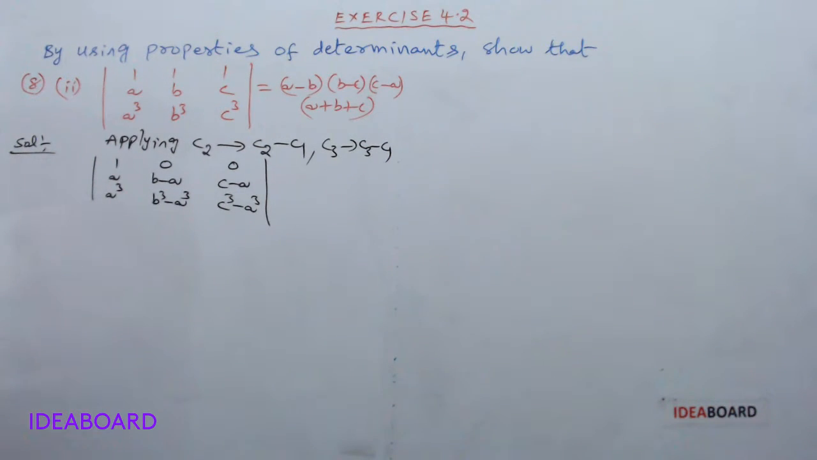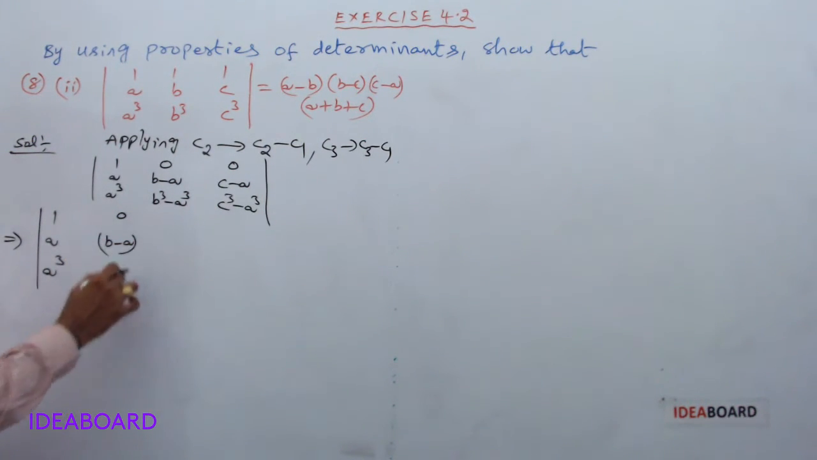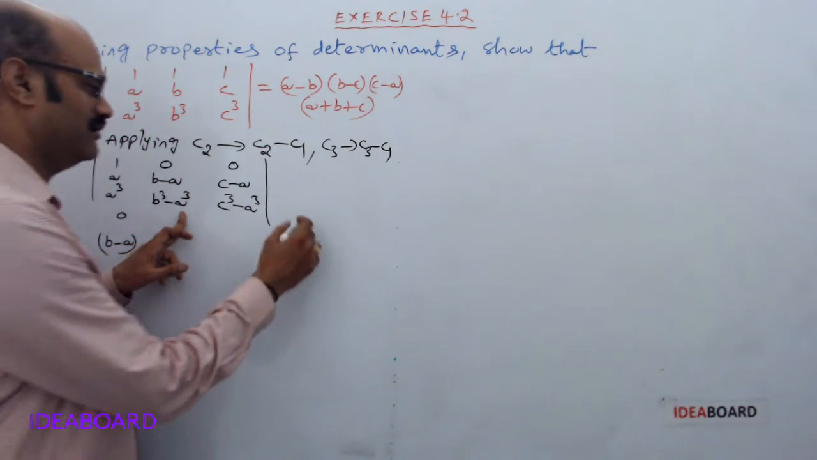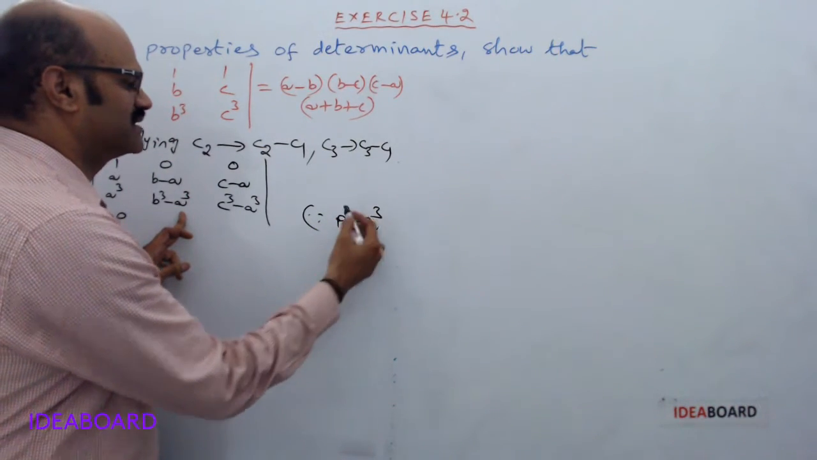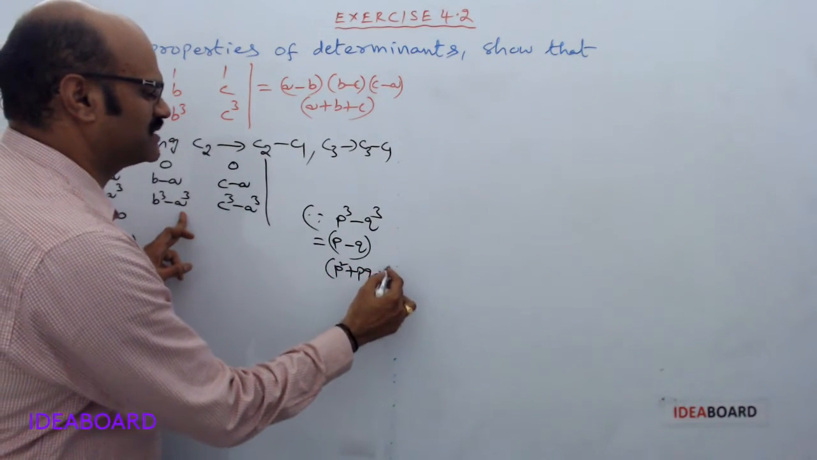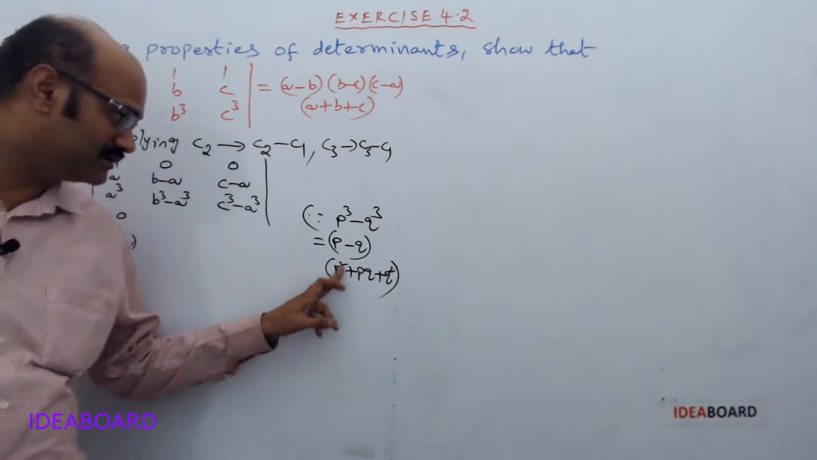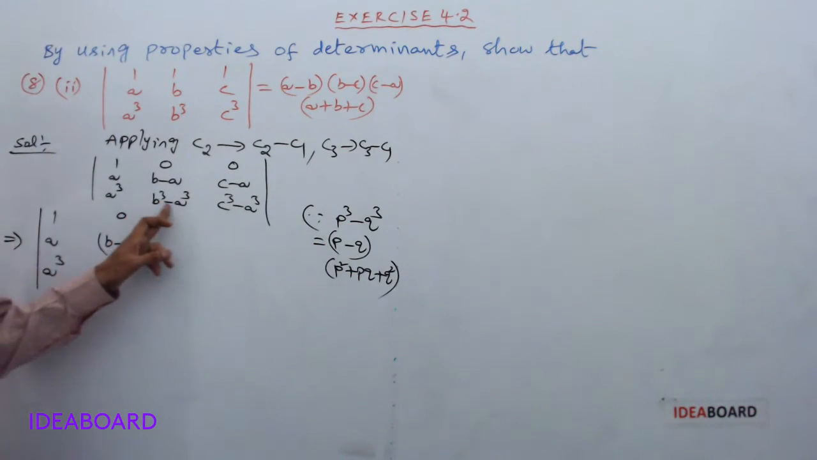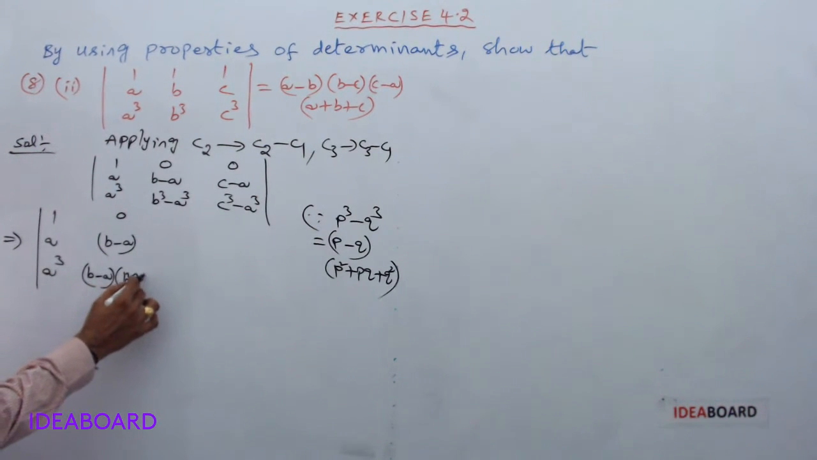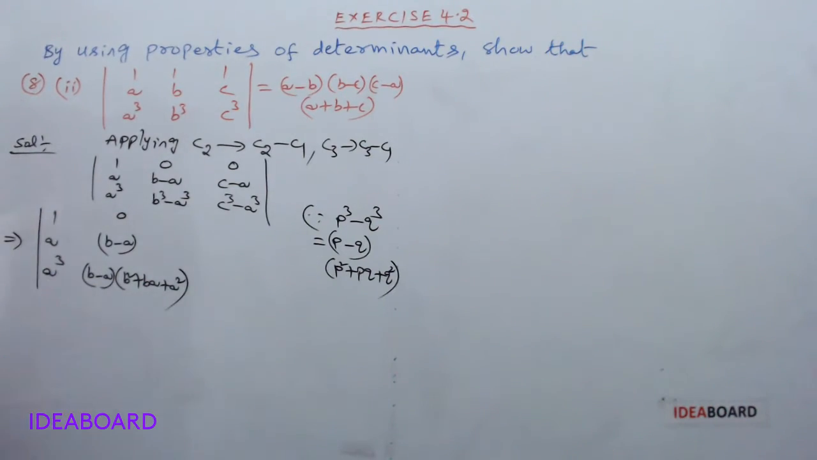Now, we should write it as determinant of 1, A, A cube; 0, B minus A, B cube minus A cube. In C2 we are having B cube minus A cube. We have the formula, that is P cube minus Q cube equal to P minus Q into P square plus PQ plus Q square. We have to write this formula here now. B cube minus A cube equal to B minus A into B square plus BA plus A square.